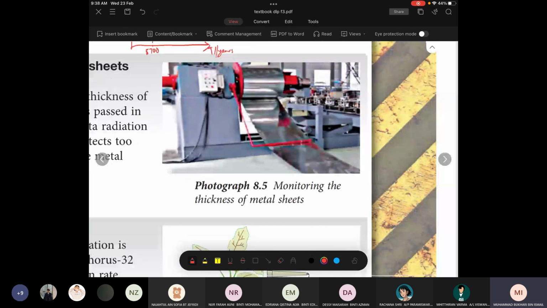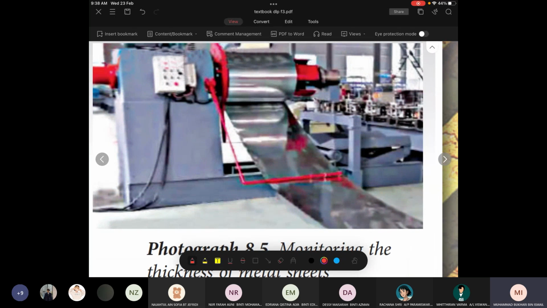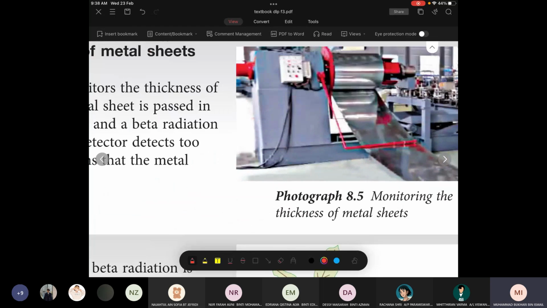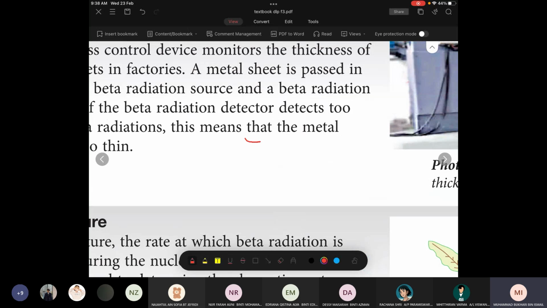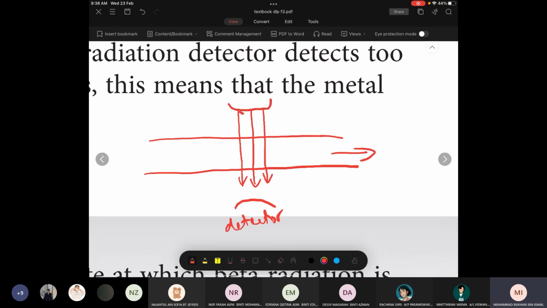Let's look at this. In this case, they are going to measure the thickness of this metal layer, the metal sheets. Let's say that this is the radioactive source and here is the detector at the bottom. So when the metal sheet moves, it keeps moving, and then the radioactive source will produce radiation, and then the detector at the bottom will detect the amount of radiation.